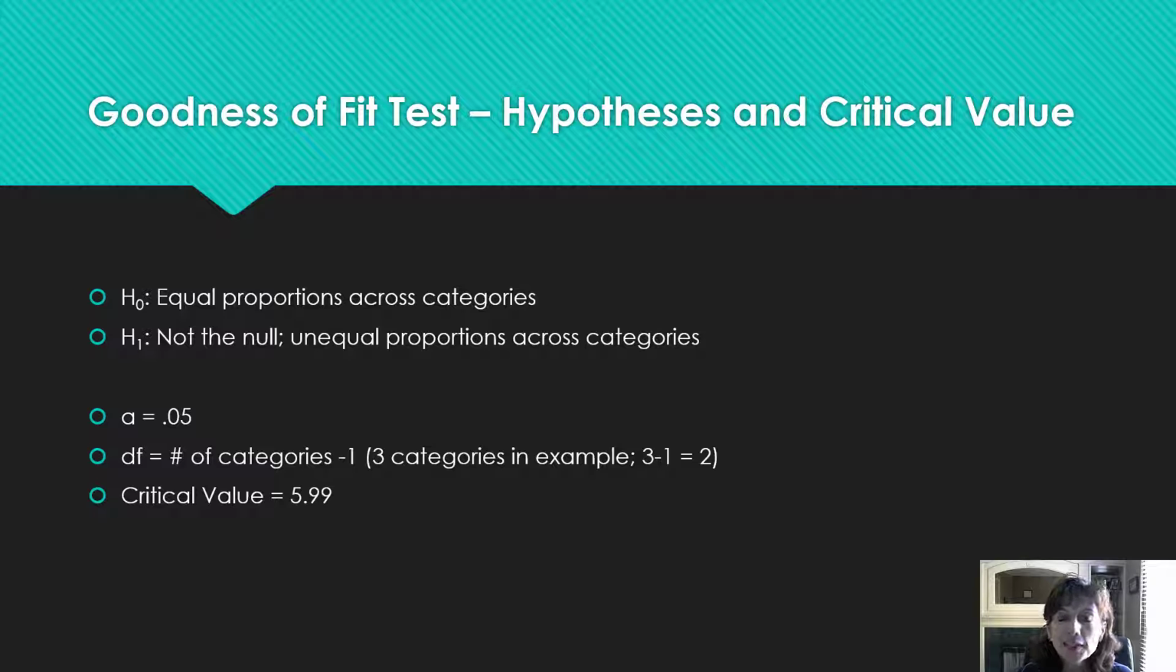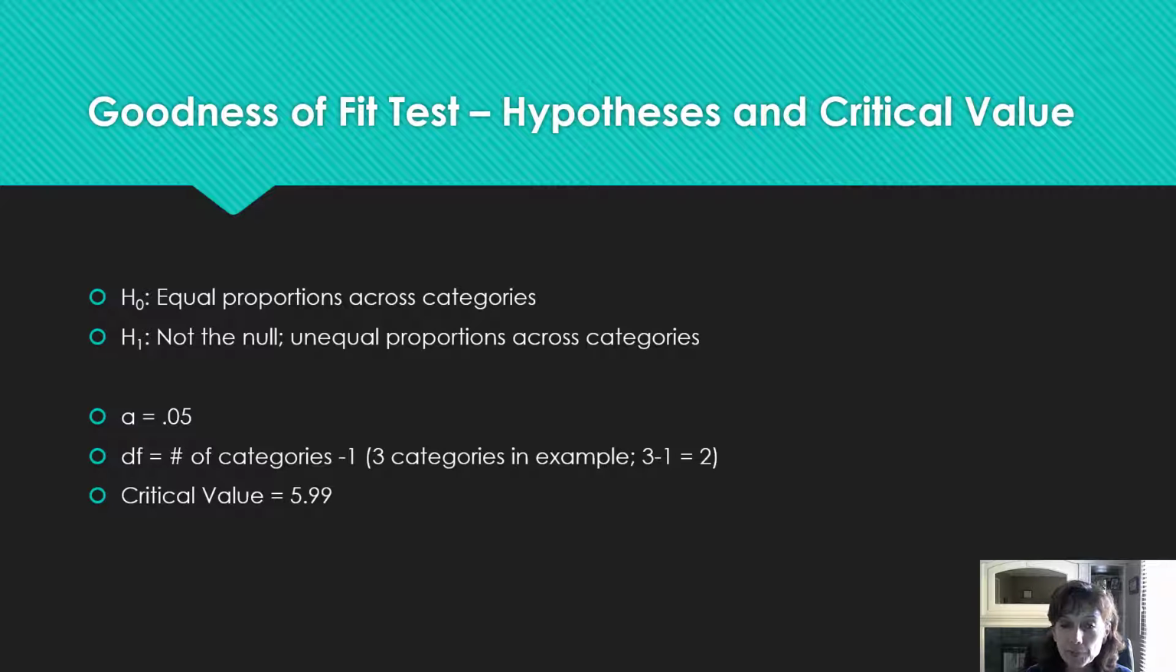So for the goodness of fit test, this is where we have a situation where we have frequencies across different categories. In a goodness of fit test, the null hypothesis is simply that there are equal proportions across categories. The research hypothesis is that that's not the case, that there are unequal proportions across categories. I'll show you an example in just a second. But before I do that, I want to just talk to you quickly about the critical value.